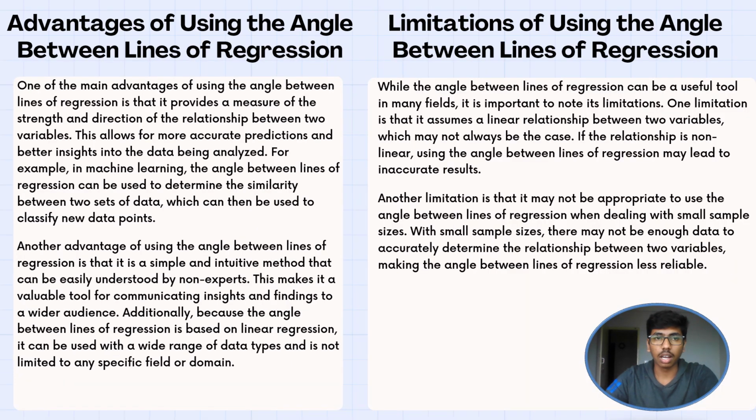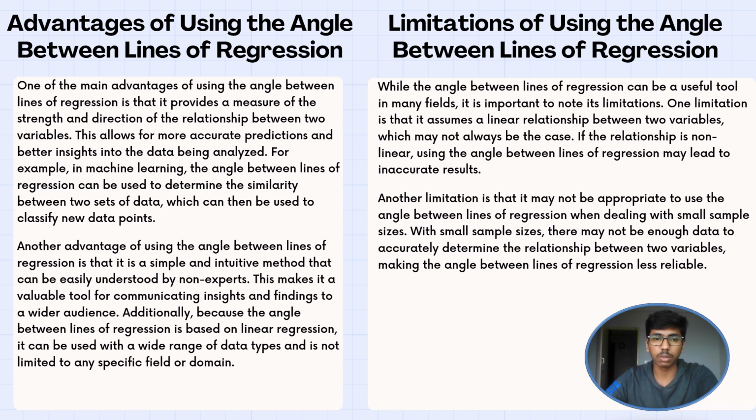Advantages of using angle between lines of regression. One of the main advantages of using the angle between lines of regression is that it provides a measure of the strength and direction of the correlation between two variables. This allows for more accurate predictions and better insights into the data being analyzed. For example, in machine learning, the angle between lines of regression can be used to determine the similarity between two sets of data, which can then be used to classify new data points.